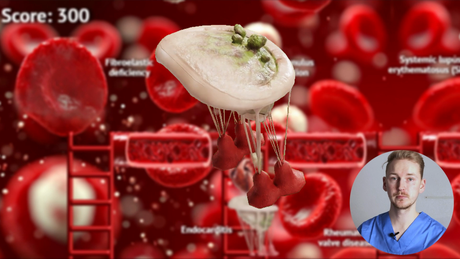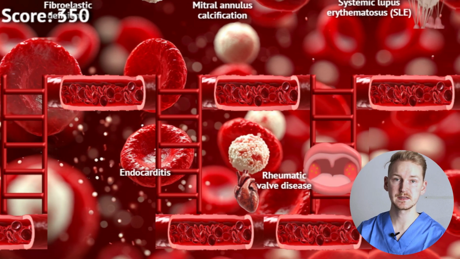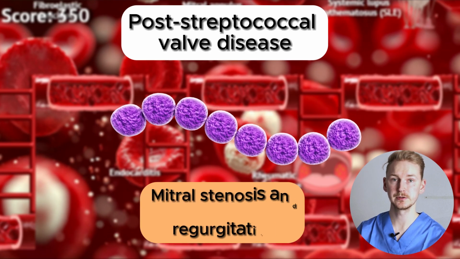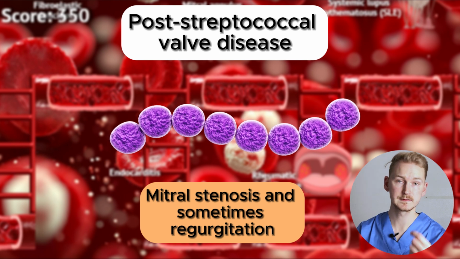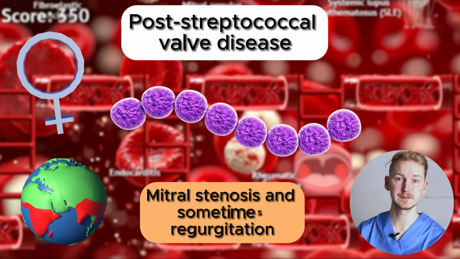Endocarditis can cause valve perforation or prolapse, causing mitral regurgitation. Rheumatic valve disease presents after a streptococcal infection, for example, tonsillitis. It's more common in women in low and middle income countries.